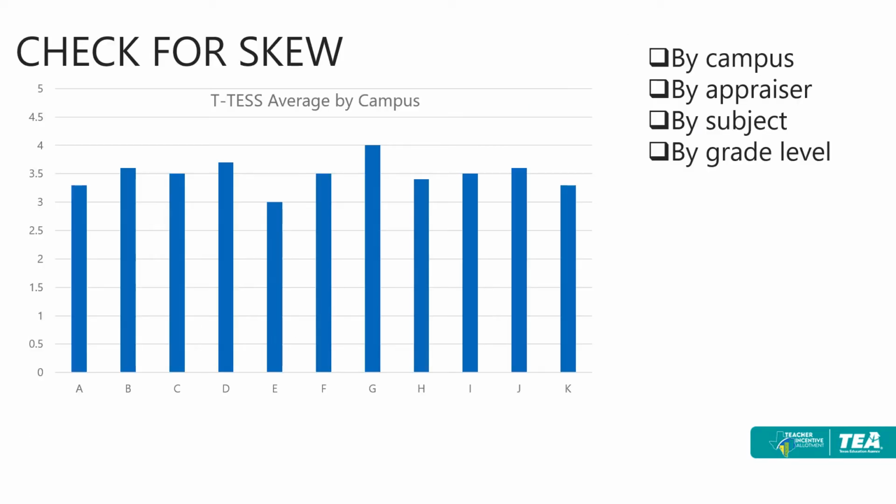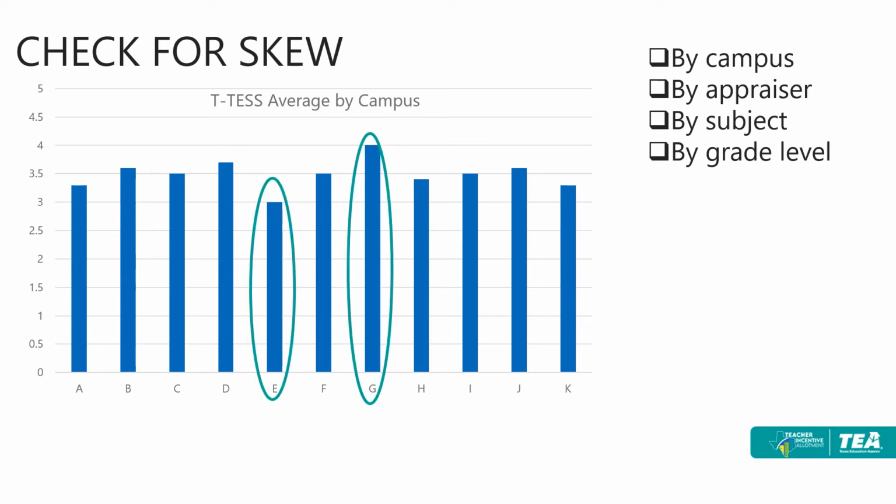Let's take a look at the analysis that Snapdragon ISD did before the start of the school year. First, they decided to check for skew by campus. We can immediately pull out that Campus E and Campus G aren't very aligned to the other campuses. Campus E's average is 3.0, Campus G's average is 4.0, which is 0.5 points lower and higher, respectively, than most of the other campuses. So, Snapdragon ISD's next step should be to figure out if there's a good reason for this. Is the skew explicable?